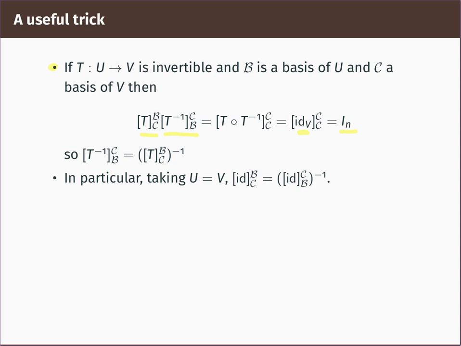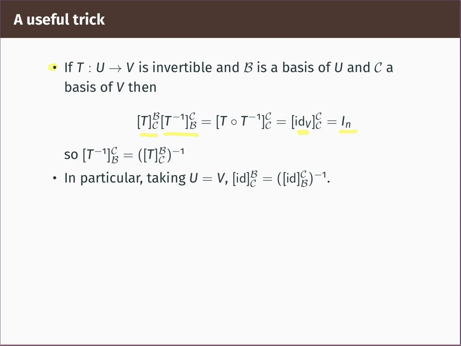In particular, this product of matrices is equal to the identity, and so each one is the inverse of the other. So multiplying on the left by the inverse of the matrix of T, we get that the matrix of T inverse with respect to initial basis C and final basis B is the inverse of the matrix of T with respect to initial basis B and final basis C.